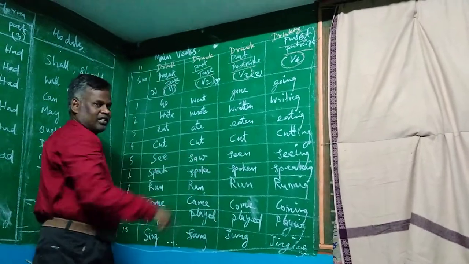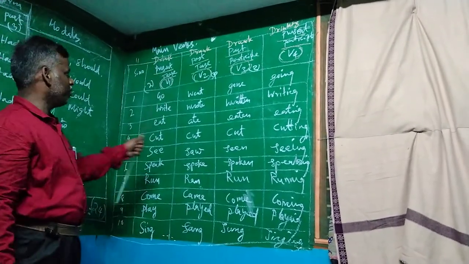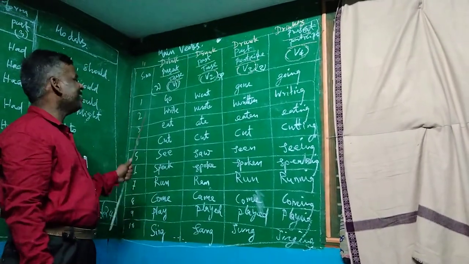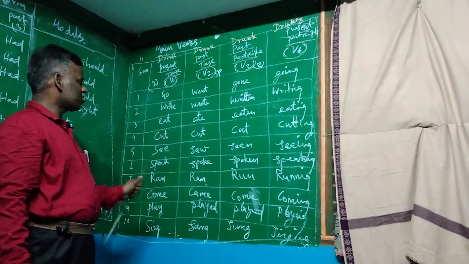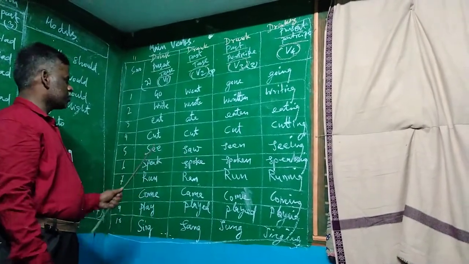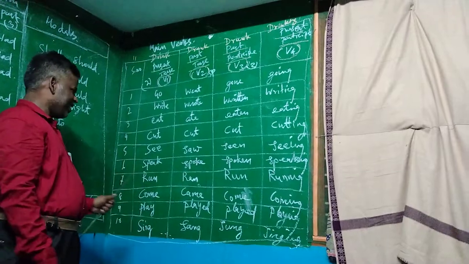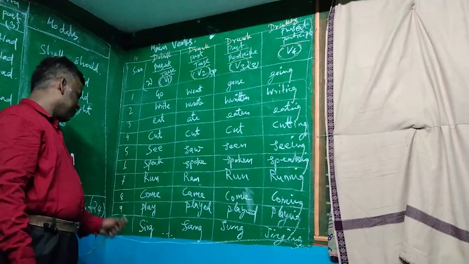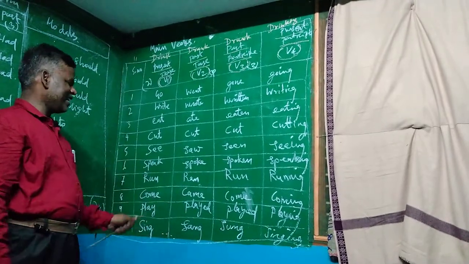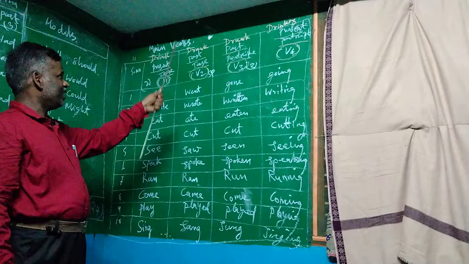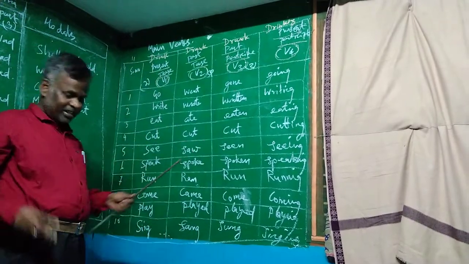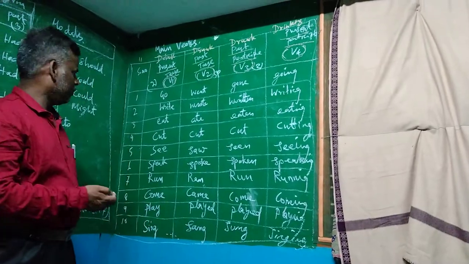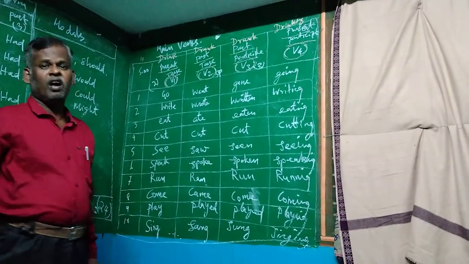That's why I have given a separate column for this. Go, went, gone, going. Write, wrote, written, writing. That is essential. Eat, ate, eaten, eating. And see, saw, seen, seeing. Speak, spoke, spoken, speaking. Run, ran, run, running. Come, came, come, coming. Play, played, played, playing. Sing, sang, sung, singing. Drink, drank, drunk, drinking. Like that, we have to become familiar with a minimum of 2000 vocabulary words in V1, V2, V3 and V4.